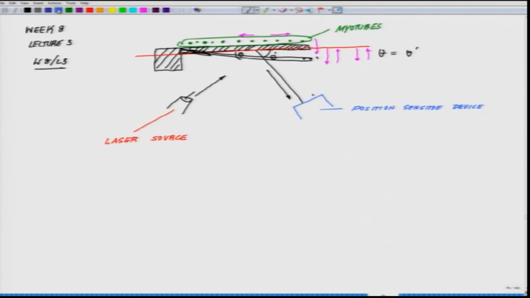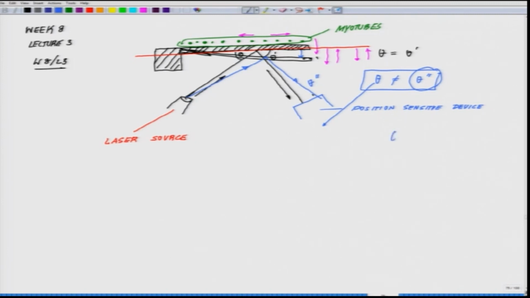Now, during this bending, what will happen? As this bends, the laser light will go like this and bounce back at a different angle, theta double prime. The angle with which it is going is, say, theta, and the angle you are getting post bending is a theta prime, which are not equal. Now, that will tell you this value. Of course, you know this value, which is 0.